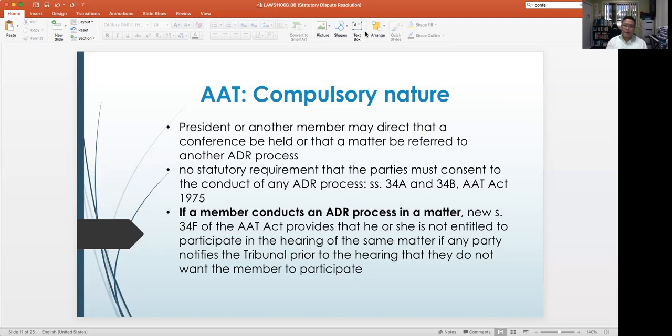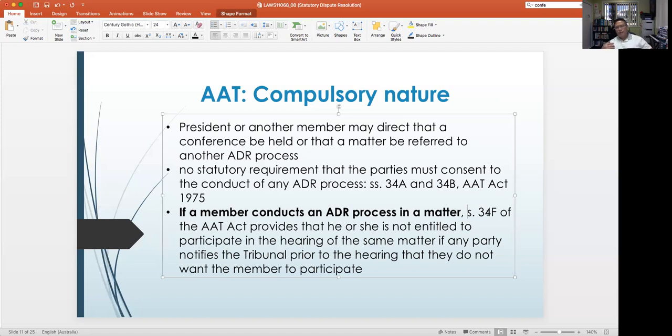Now, going back, if you look at the fact that there is a compulsory process in relation to ADR in the AAT, it can happen that one of the tribunal members may actually conduct the ADR process. Which in a sense is difficult. You might have mediation before a tribunal member, but if the mediation fails, it can still be that tribunal member who then changes his role so that he becomes the judge. Now that can be difficult, right?